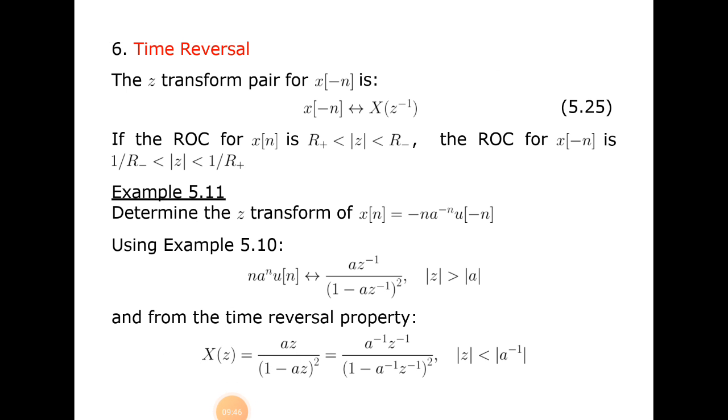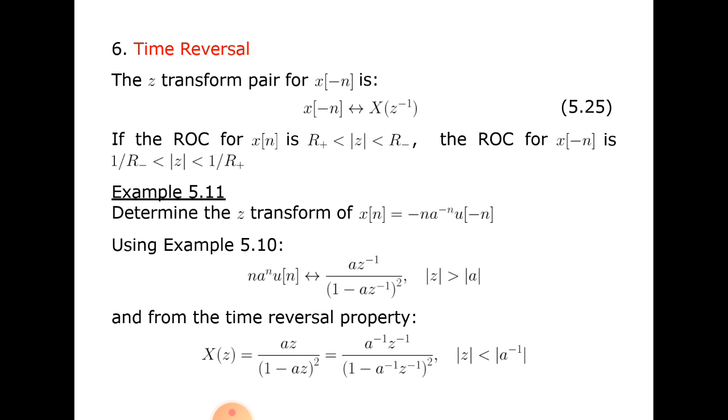And the next is the time reversal property. The z transform pair of x[-n] lies between X(z^-1). If the ROC of x[n] is r minus less than |z| less than r plus, the ROC of x[-n] is 1 by r plus less than |z| less than 1 by r minus.